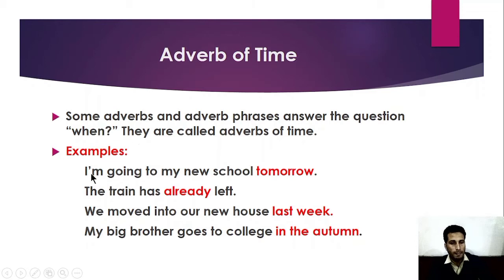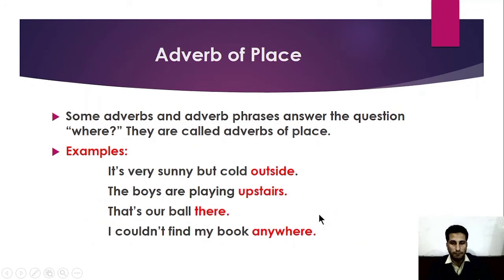For example, I am going to my new school tomorrow. When am I going to my new school? Tomorrow. The train has already left. When has the train left? Already. Okay, so already is the adverb of time. We moved into our new house last week. When did we move into our new house? Last week. So last week is adverb of time.